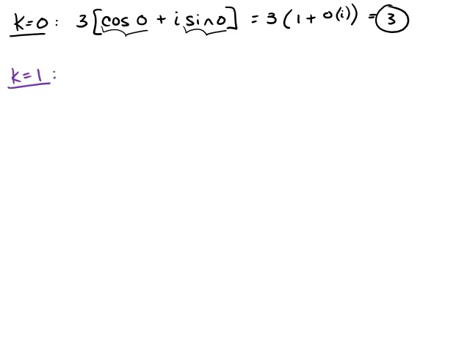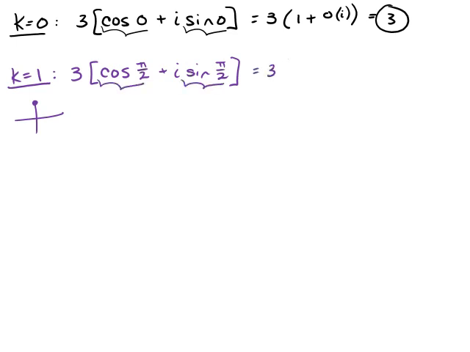If k equals 1, then I have 3 times cosine of pi over 2, just plugging 1 in for k, plus i sine of pi over 2. Now I know that pi over 2 is here, so when I evaluate cosine and sine of pi over 2, I get 0 plus i times 1, which is 3i. Great, let's do another. k equals 2.